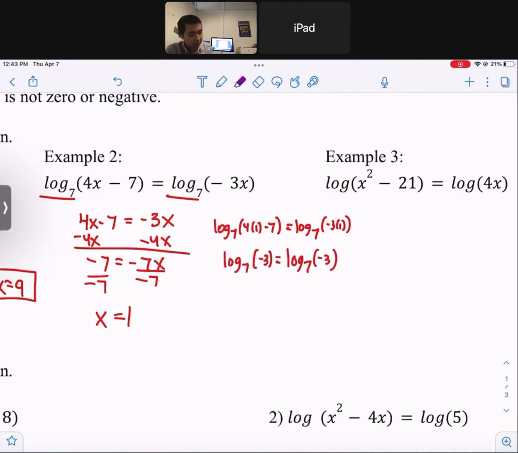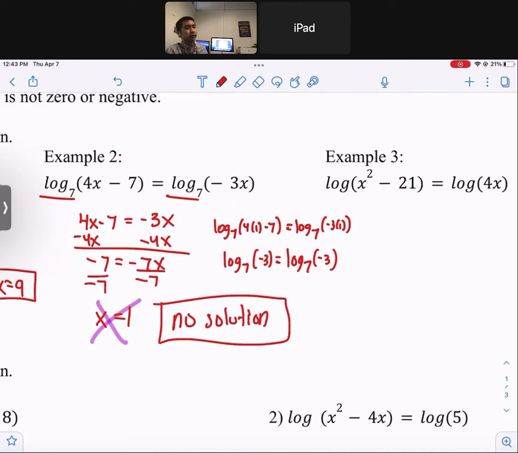A log of a negative number you cannot have. It's undefined. So this we have to cross off, and because we don't have any other answer, our answer is no solution. You have to plug your final answer into your original equation to see if you get logs of negative or positive numbers.